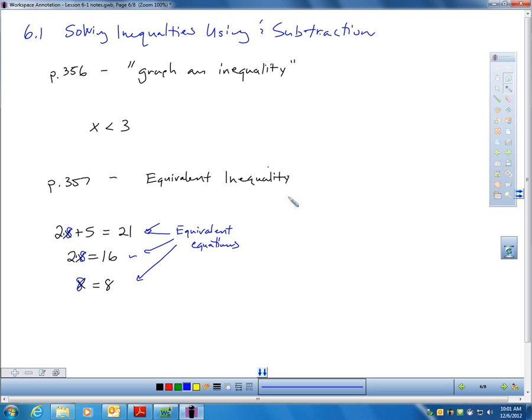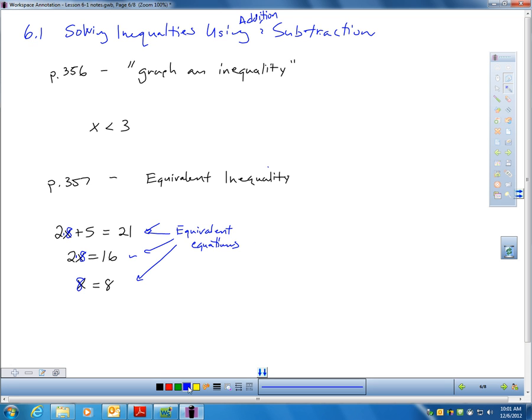And we're going to be solving these inequalities and finding equivalent inequalities by using, and you can see in the title of the section, I forgot to put addition up here, I'm sorry. We're going to be using addition and subtraction to create equivalent inequalities. So here would be a sample of that.